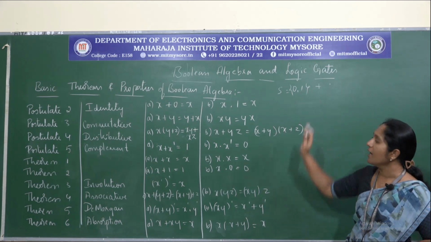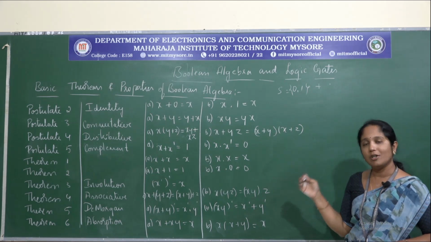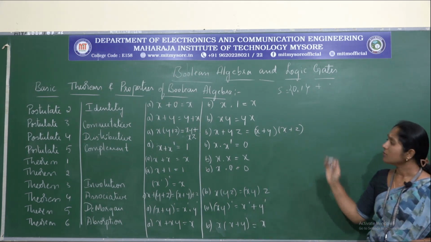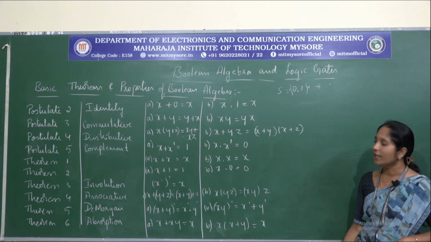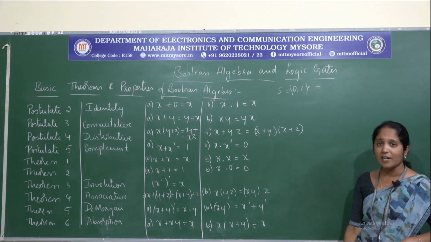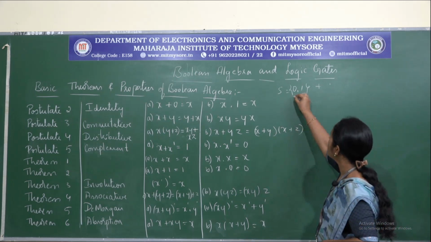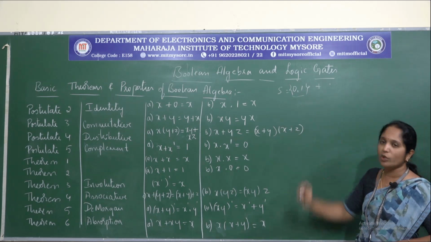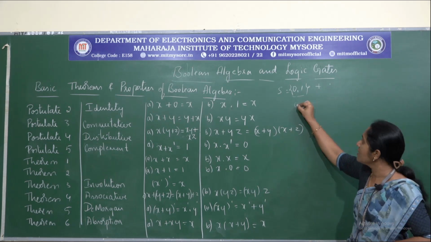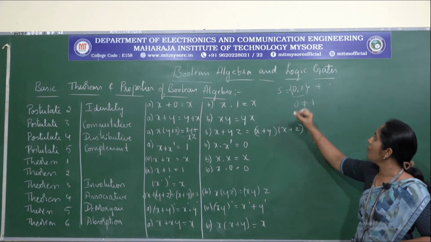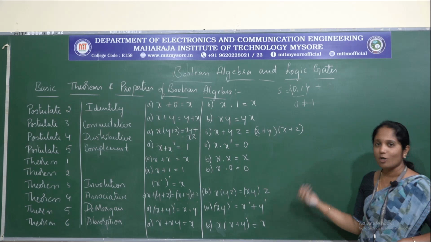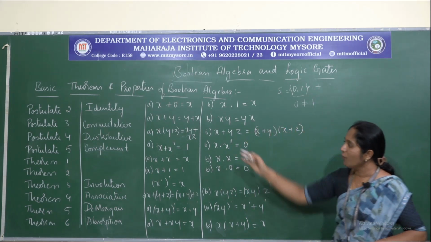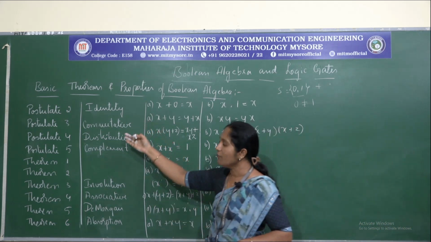As I said, closure is by default applicable to the binary number system. The last postulate in Boolean algebra is that the elements are unique. The elements we have in the set are unique. Since we have only two elements, 0 and 1, and 0 is not equal to 1, postulate 6 is also satisfied by default. So these two are not considered. Only the four postulates we consider are 2, 3, 4 and 5.